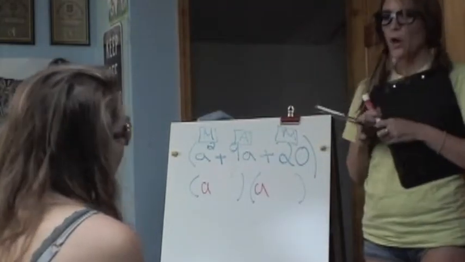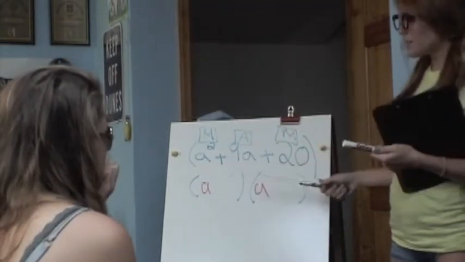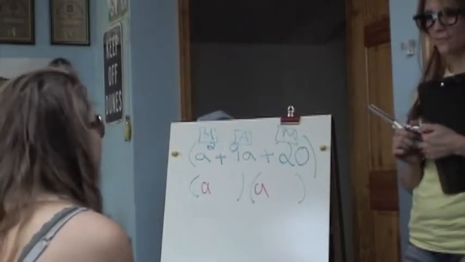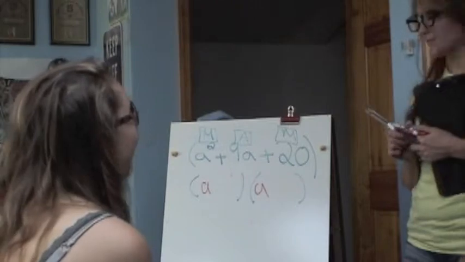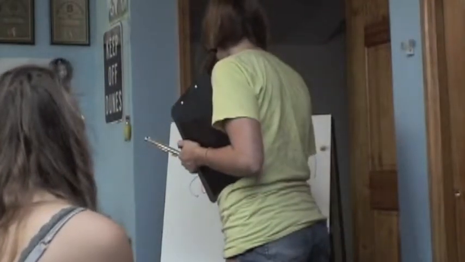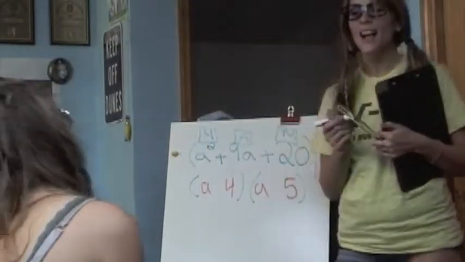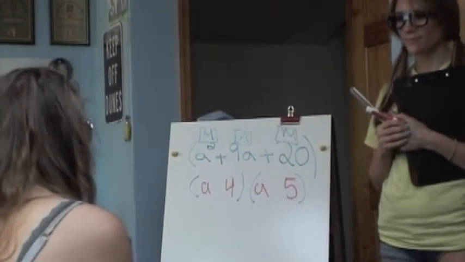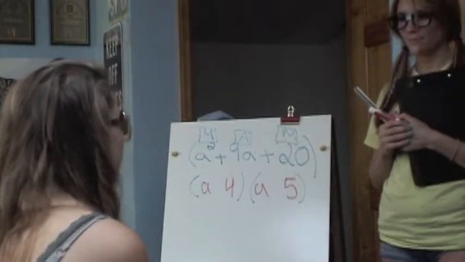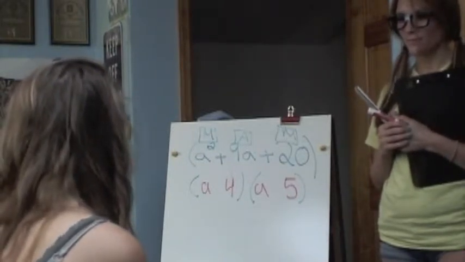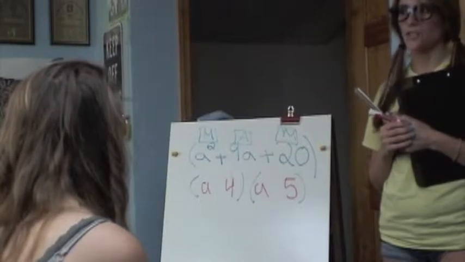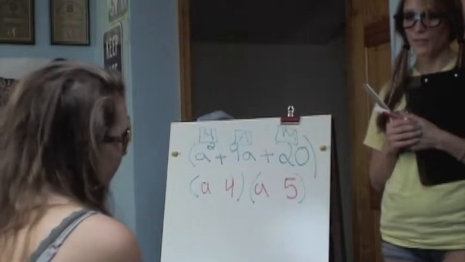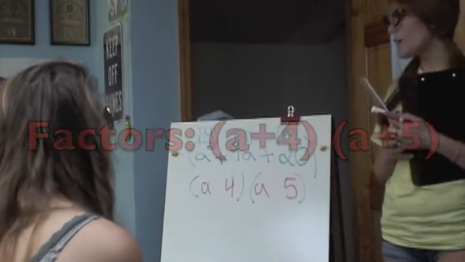Now, what adds to 9 and multiplies to 20? 2 and 10 is 12. 4 and 5. Correct. What sign should go in these parentheses? Wait, I know this. Division isn't a sign, right? No, division is not an option in this case. It must either be positive or negative. Positive. Positive, correct.